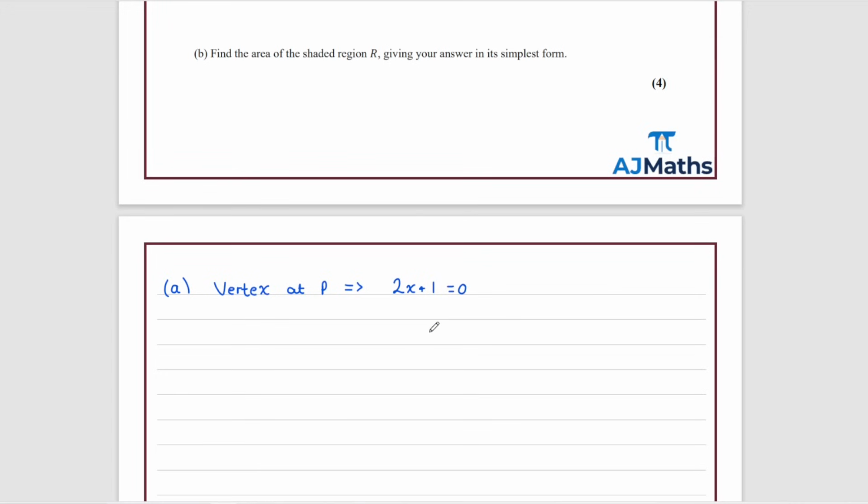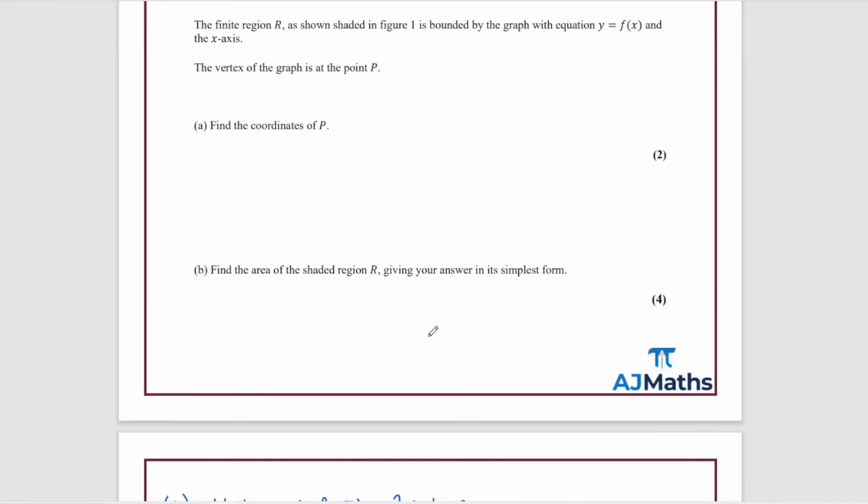So 2x plus 1 equals 0. If we solve this straightforward linear equation here, we get that x equals minus a half. Therefore, x equals minus a half. Okay, so that's the x coordinate. What about the y coordinate then?